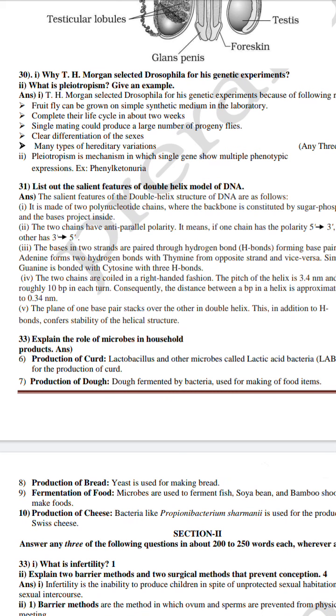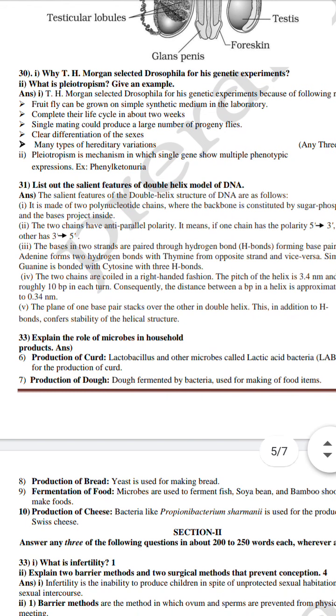This is from the genetics chapter, of course. And why T.H. Morgan used this particular Drosophila melanogaster, which is commonly called fruit fly, for his experiments. And this can be explained in great detail. Then one more important sub question, pleiotropism, give an example. So write the definition for pleiotropism and give an example. So the example is phenylketonuria.